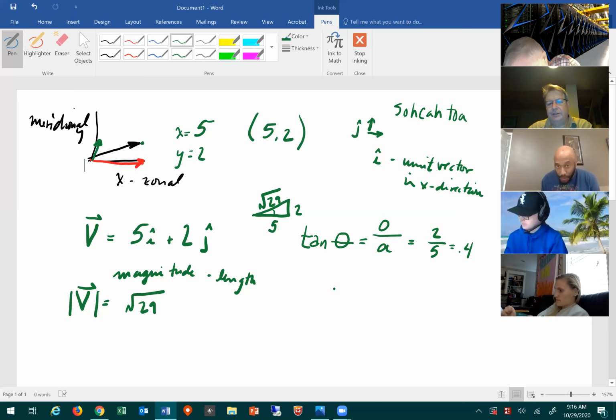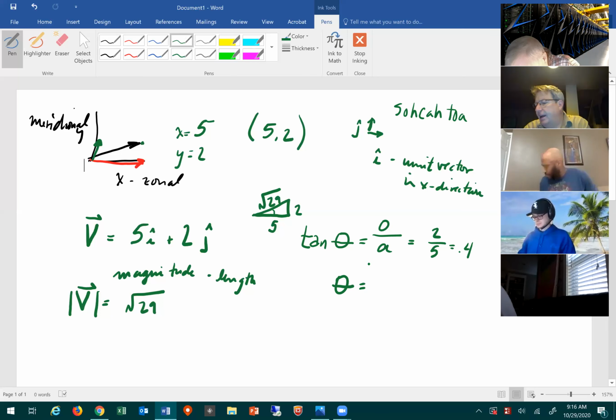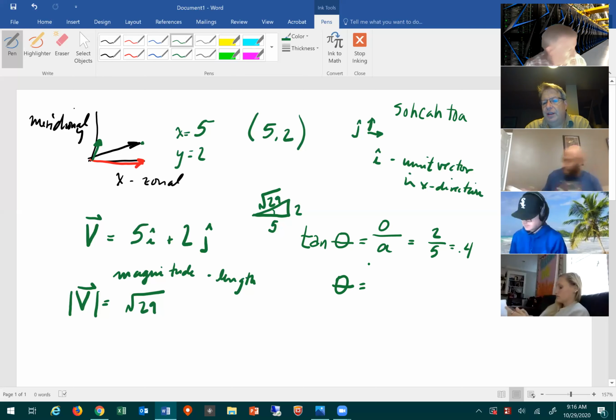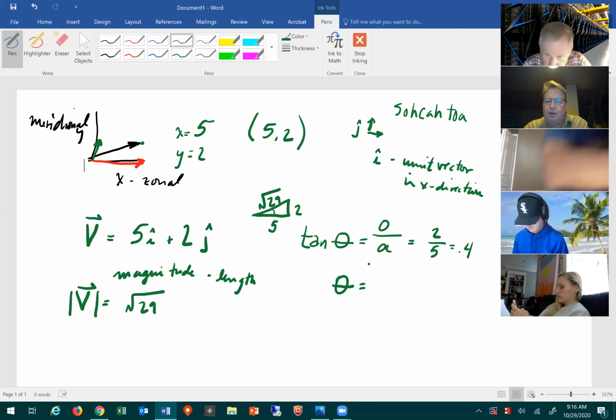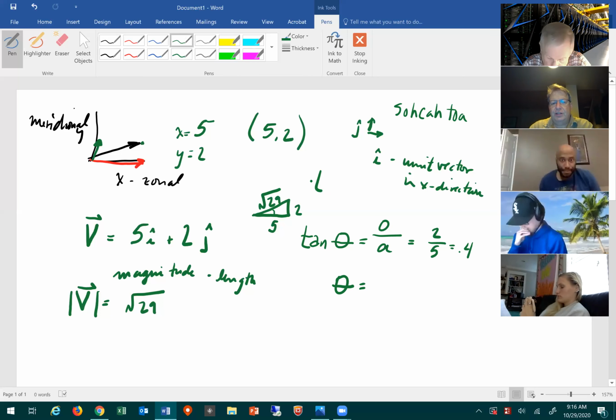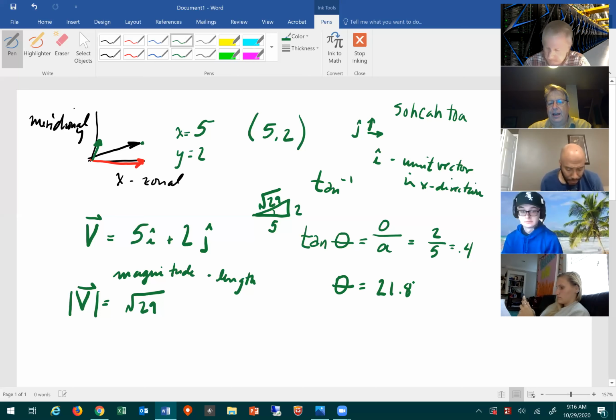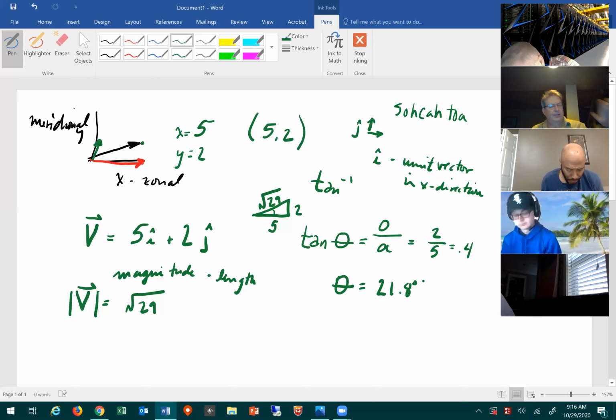So take out your calculator or your phone, because again, I need you to practice this to make sure that you're using your tools correctly. If the tangent of theta is 0.4, take the inverse tangent. Inverse tangent should look like tan to the minus 1. So inverse tangent of 0.4 is 21.8 degrees. Does everybody have 21.8 degrees?